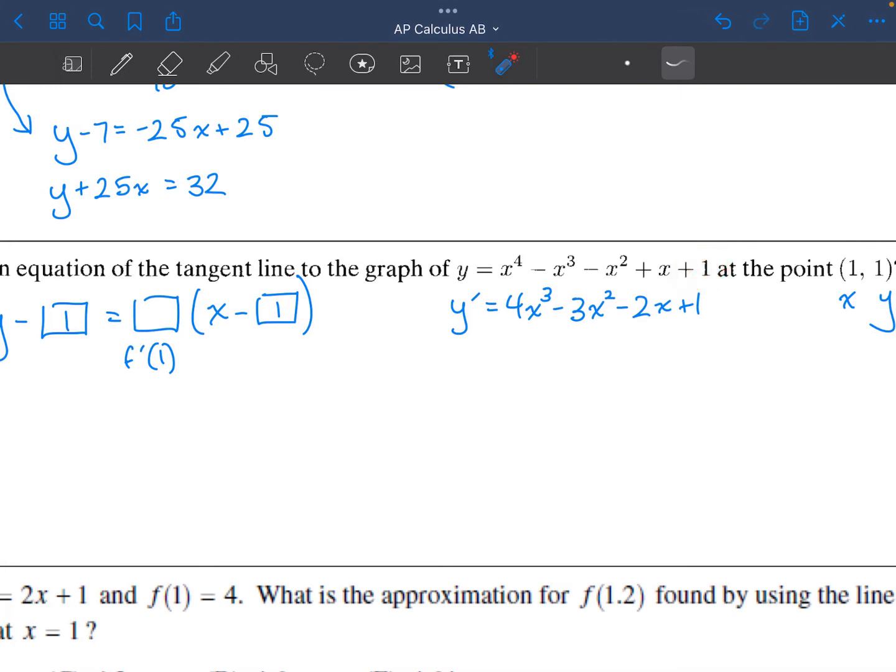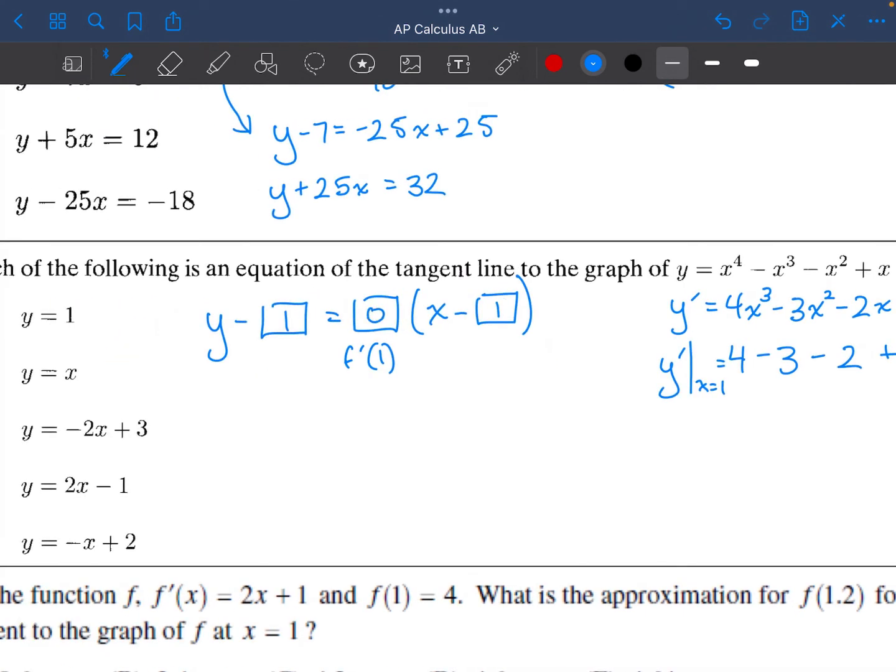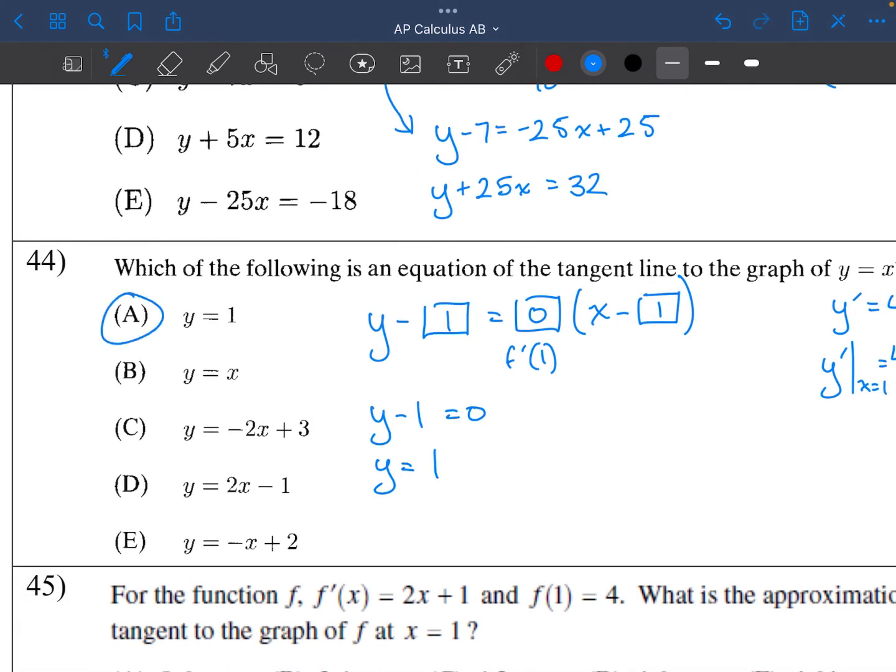Now that we have our formula, we're going to plug in x is equal to 1. So y prime when x is equal to 1 is equal to 4 minus 3 minus 2 plus 1. Minus 3 minus 2 is negative 5. 4 plus 1 is 5. So this is all equal to 0. And that means 0 is here, which is going to cancel out everything over here. That whole thing is going to be 0. So essentially I just have y minus 1 is equal to 0, or y is equal to 1. And that means the correct answer is A again.